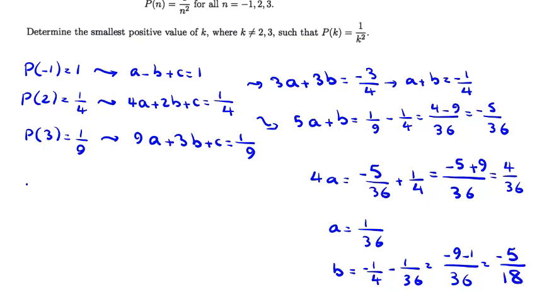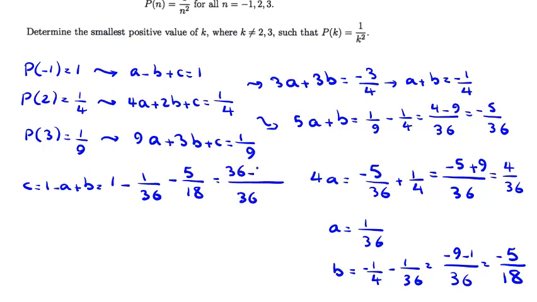And now we find c. C is, from this equation, 1 minus a plus b, which will be 1 minus 1 over 36 plus b, which is negative 5 over 18. If we use common denominator 36, it is 36 minus 1 minus 10, which is 25 over 36.